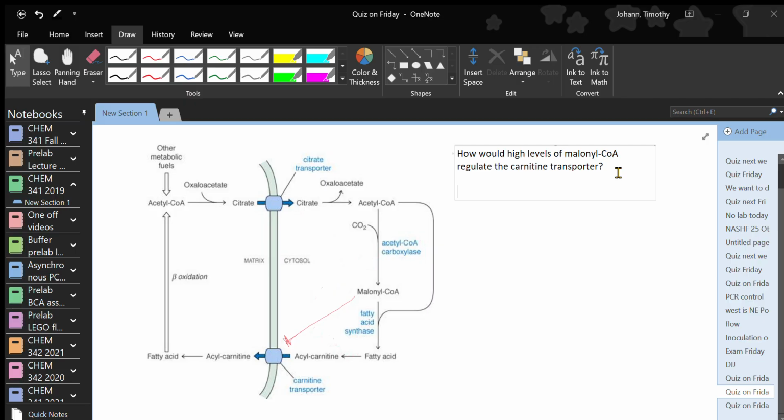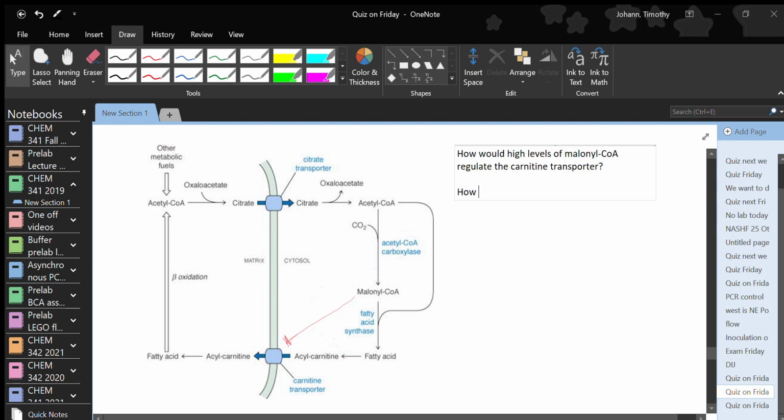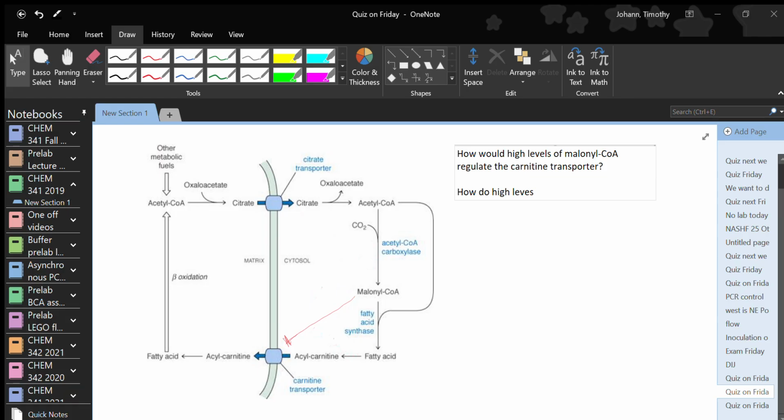Okay, let's try another one. Here's something that's not even on here. How do high levels of AMP regulate the malonyl-CoA, regulate the carnitine transporter? Think about it, come up with an answer, think about your reasoning, and then maybe I'll have somebody share their answer here.